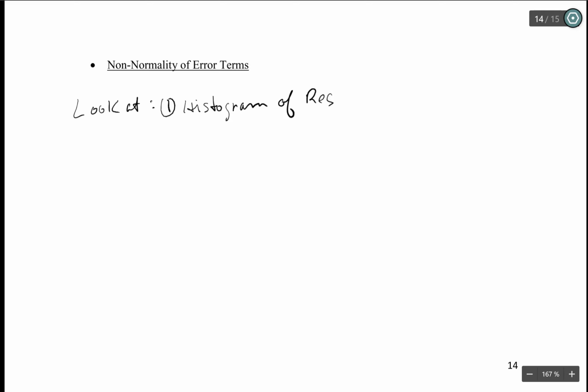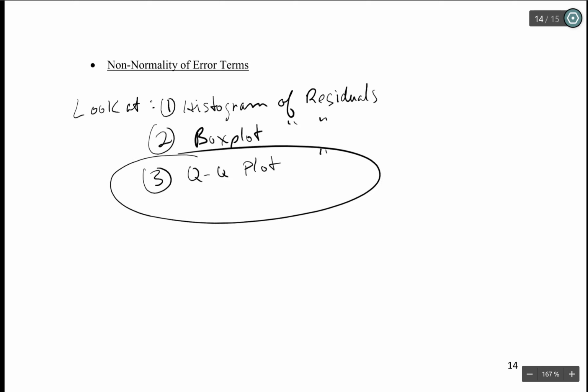Lastly here, looking at normality. Several things you could look at to check for normality. You could look at the histogram of the residuals. You could look at the box plot of the residuals. What I really like though is the QQ plot of the residuals. So I would prefer this over the other two.